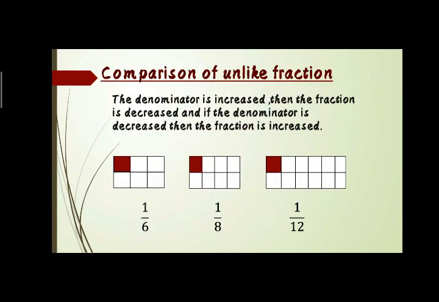Now comparison of unlike fractions. How do we identify them? We call it a set of unlike fractions because their denominators are different from each other. On the basis of the denominator, we say it is a set of unlike fractions. How do we identify which is smaller and which one is bigger in a set of unlike fractions?